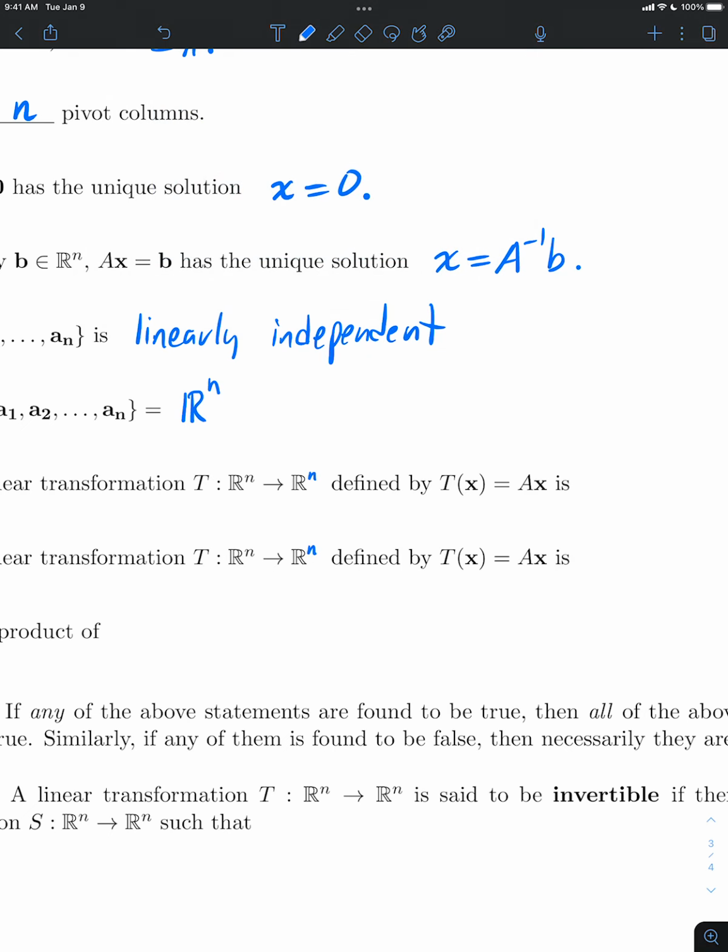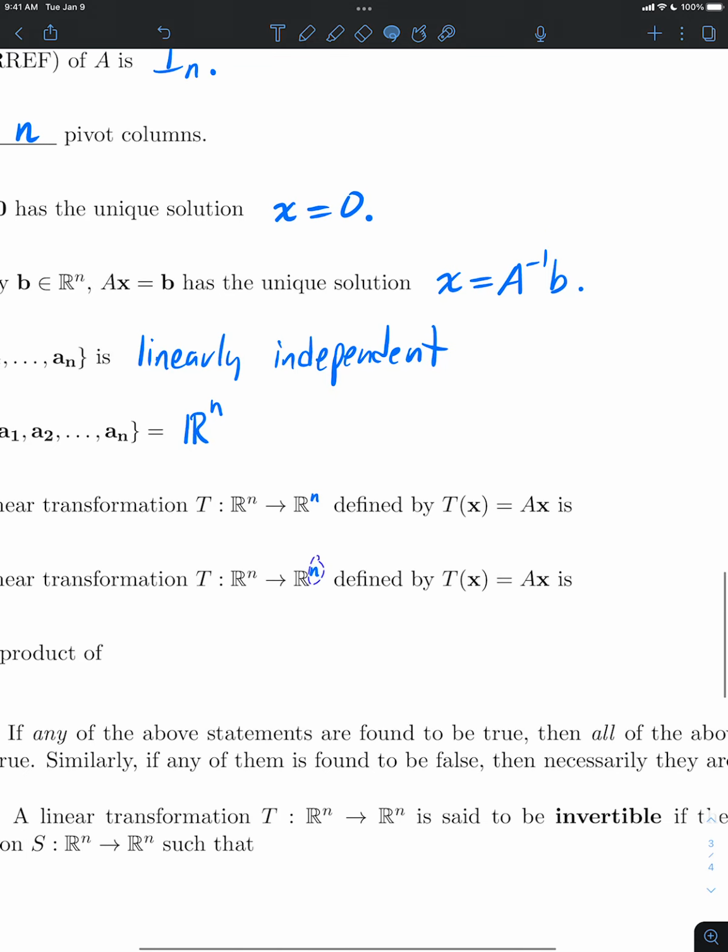Because the matrix A is square, it's got n rows and n columns. So this linear transformation is going to be a transformation that goes from Rn to Rn. In general, this is the number of rows of the matrix A. But if A has n rows, then it should be an n. And so same with this statement here.